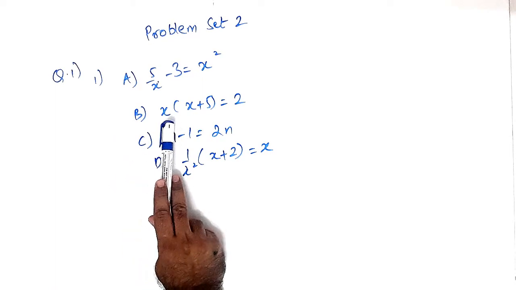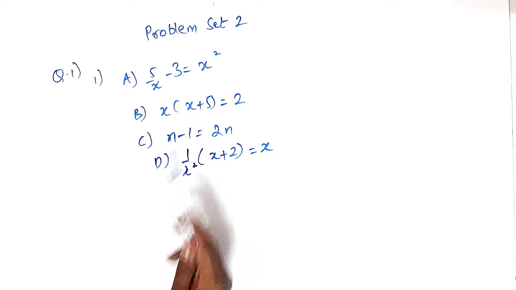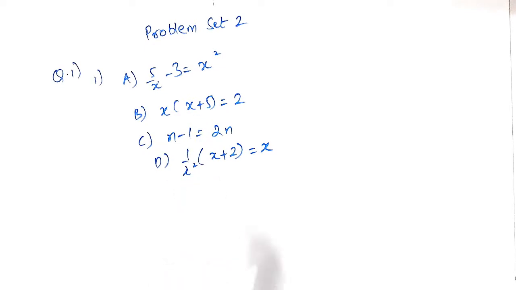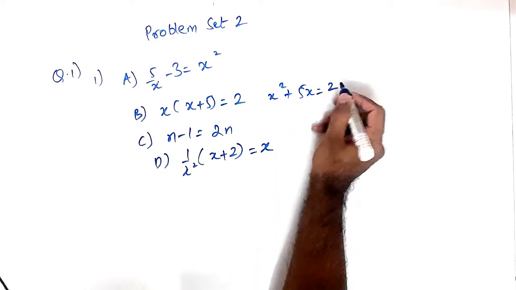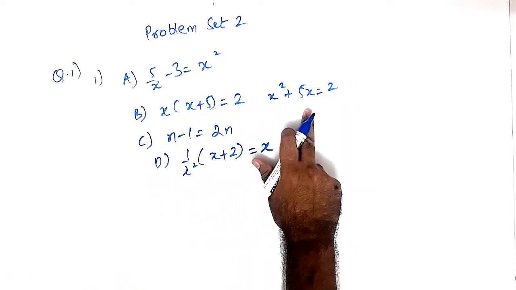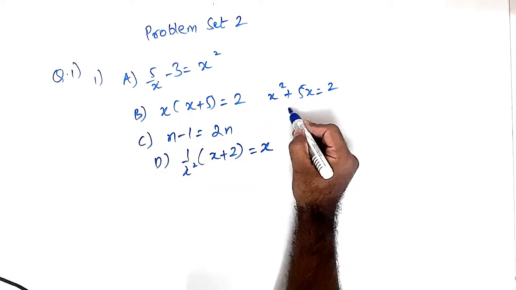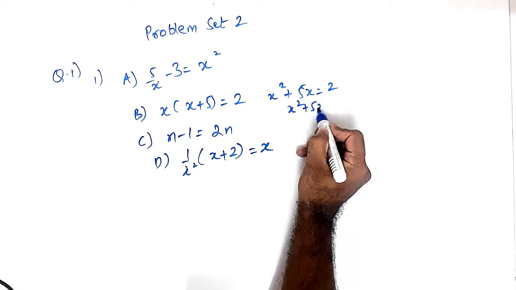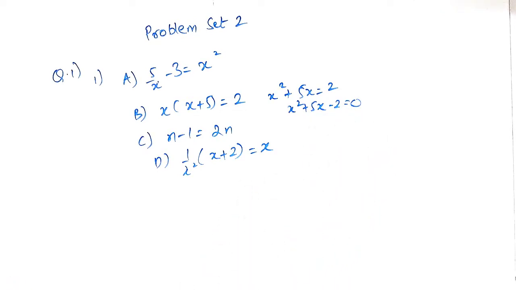What about this? This will become x square plus 5x. Let us solve. x square plus 5x equals to 2, correct? On multiplying the bracket, this will become x square plus 5x minus 2 equals to 0. So correct? Yes. Your option B is a quadratic equation. No need to look at C and D.